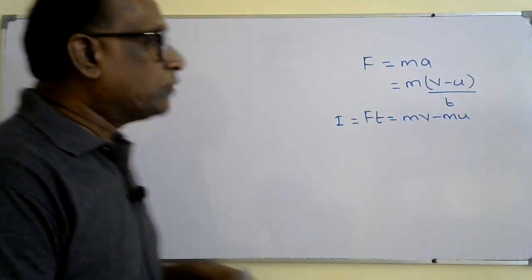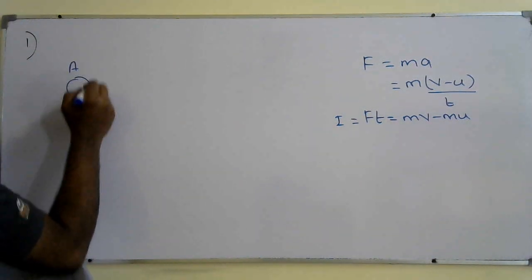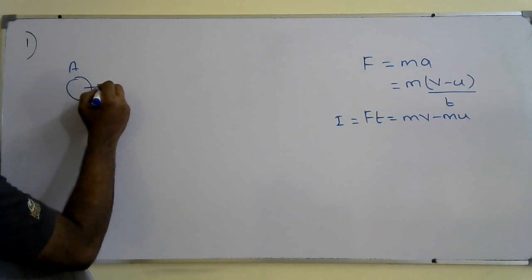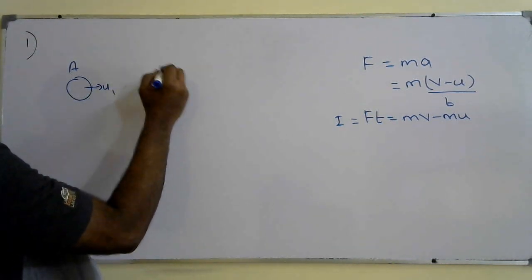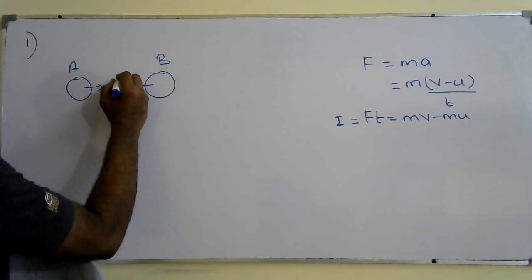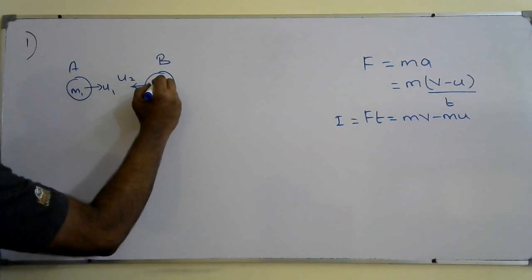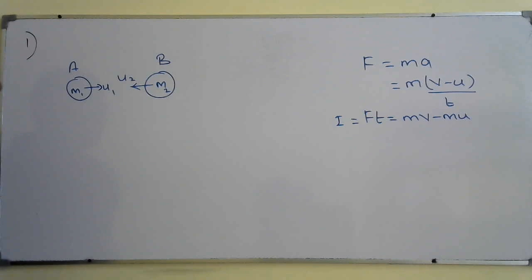For example, imagine two objects, A and B. Before collision, object A is moving towards the right with velocity u1. The other one, object B, is moving towards the left with velocity u2. This mass is m1, this mass is m2. This is just before collision.